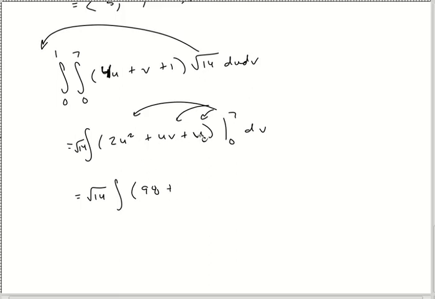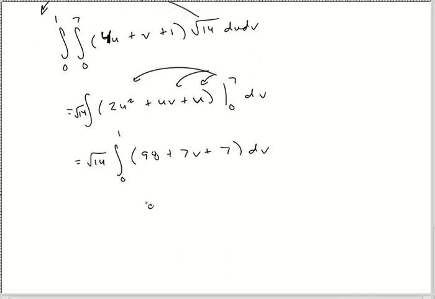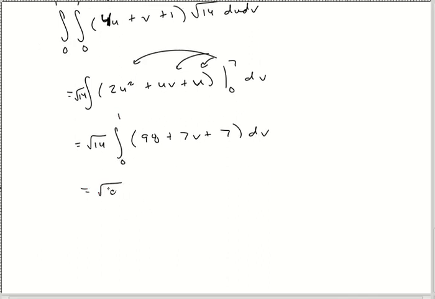So 98, and then we got a 7u, v, sorry, 7v, and then a plus a 7, dv. And that's going to be 0 to 1. Square root 14. Now let's go ahead and integrate this stuff here. I mean, I guess I could combine these guys here. Let me go ahead and do that. So 98 plus the 7 will be 105, and then plus 7v.